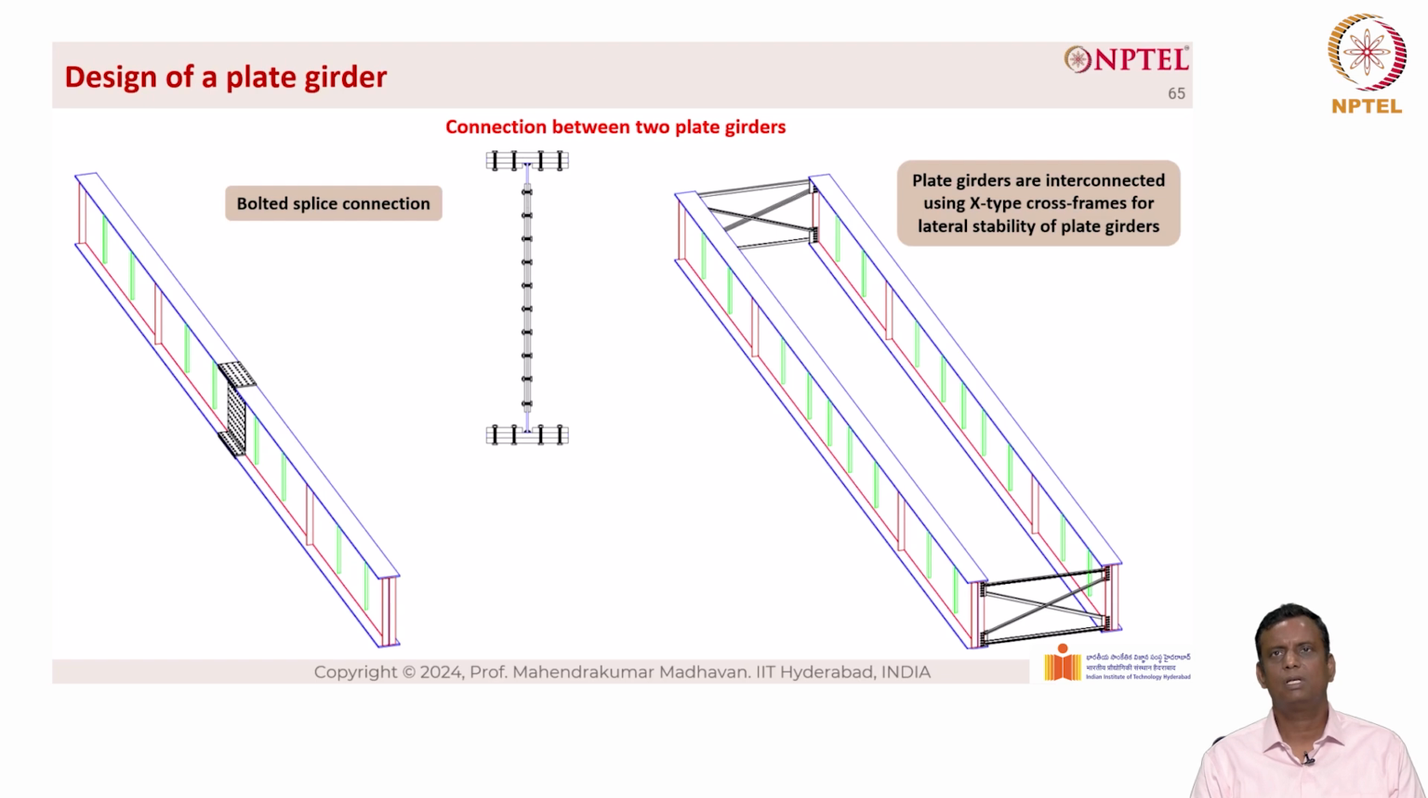Typically the cross frames should be placed at every 20 feet. It should not exceed 20 feet because more than 20 feet there is a good possibility that the cross frames will have wobbling effect and it may undergo lateral torsional buckling. Basically cross frames are X-type bracings, as you can see on the picture.